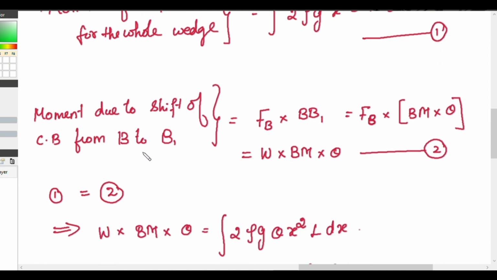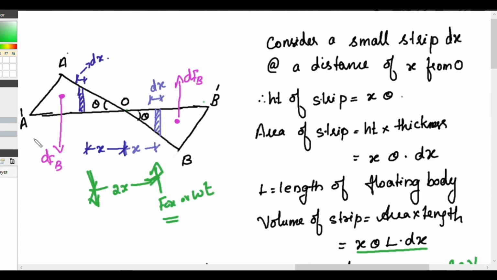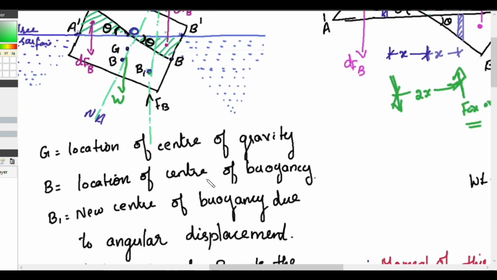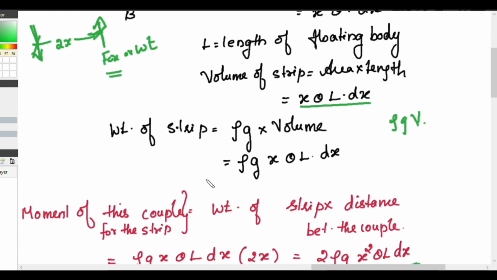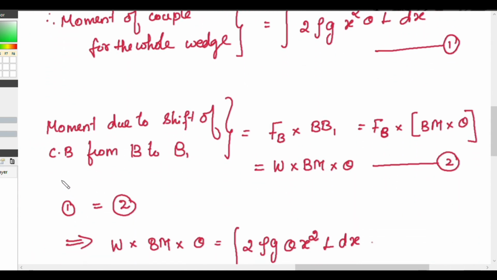Now the moment due to the shift of center of buoyancy from B to B1 is FB into the distance, that is BB1, the distance with the normal axis. So FB into BB1 is our moment. The moment due to the shift of CB from B to B1 is equal to FB into BB1.